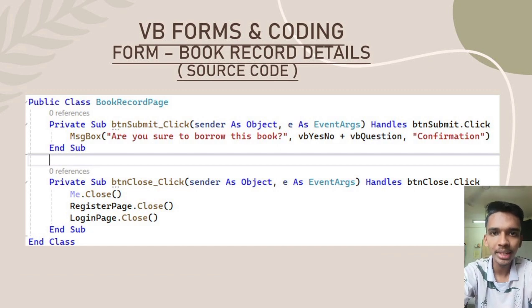In this page, we need to do coding for BTN submit and BTN close. For BTN submit, we need to code for the pop-up confirmation message box. For BTN close, we need to code to close all the pages that our team created when we click on the button.